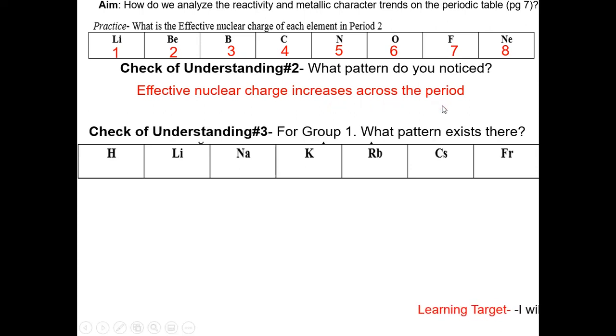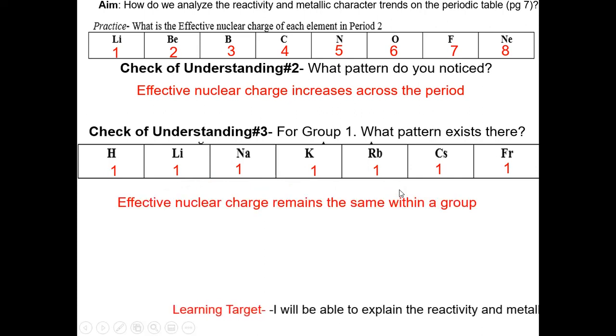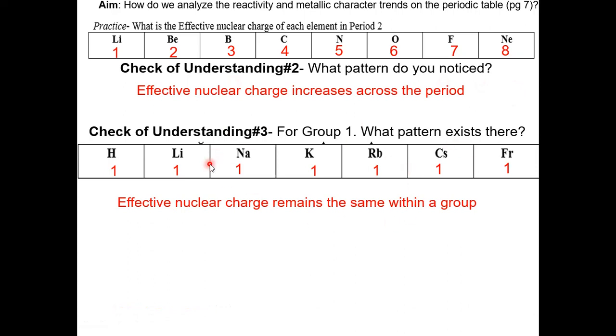Now for group 1. What pattern exists here? Notice that the effective nuclear charge is constant. It does not change. So across the period, it will increase, but within the group, it will stay the same.